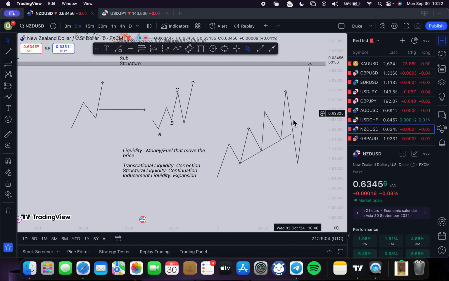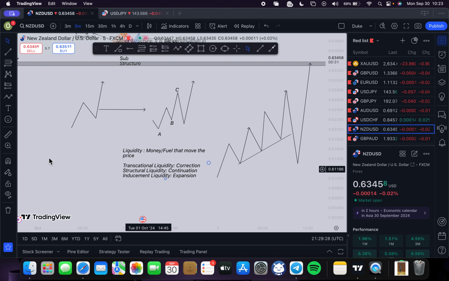These are your transactional liquidity. It's supposed to favor you only if you know about this transactional liquidity, and about the correction that's supposed to happen. Then we'll talk about the swing structure. Is this transactional liquidity clear now? Yes.